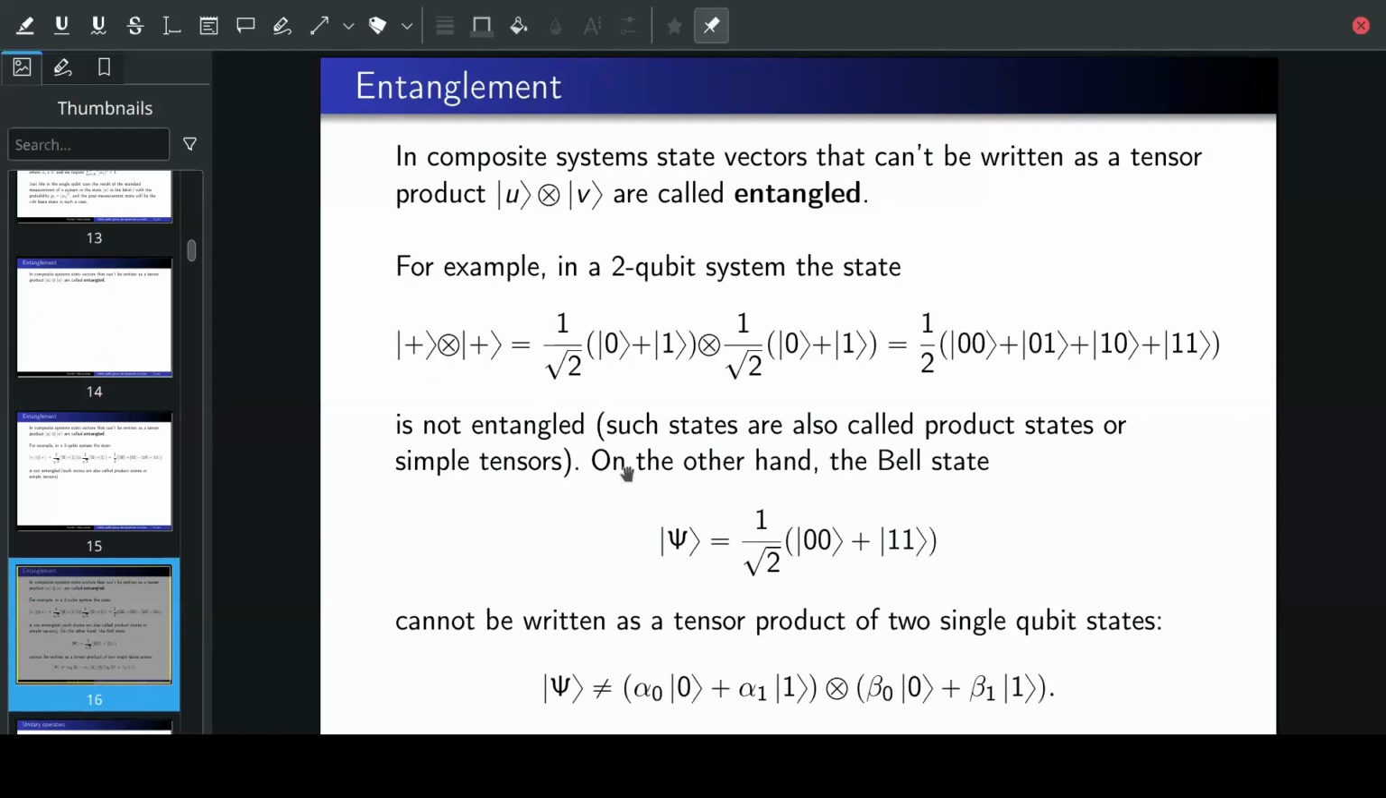On the other hand, we can take the so-called Bell state, which is this state on a 2-qubit system. And this state cannot be written as a tensor product of 2 single qubit states. So we can't write down this formula. There are no such coefficients. And it is actually not a hard exercise to prove by yourself why they do not exist.